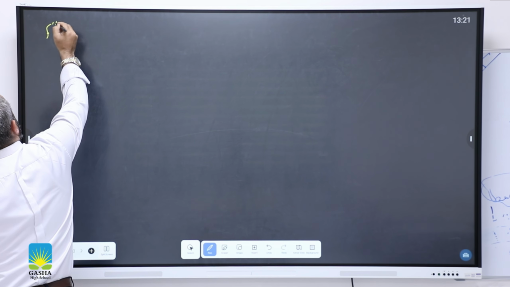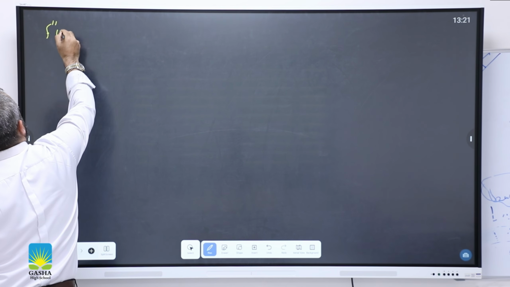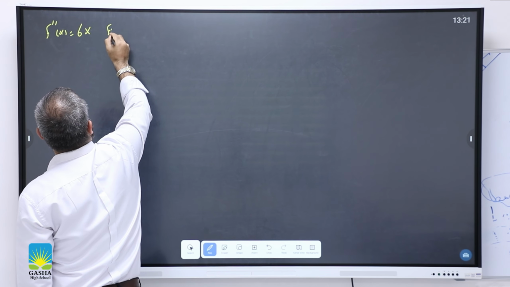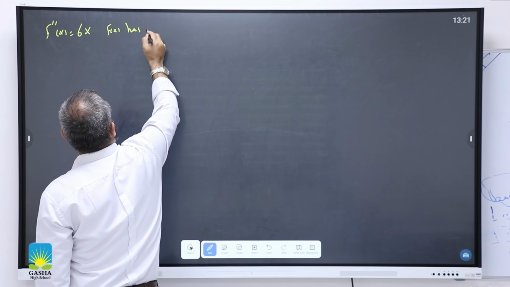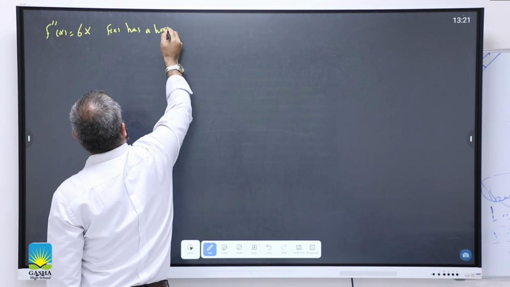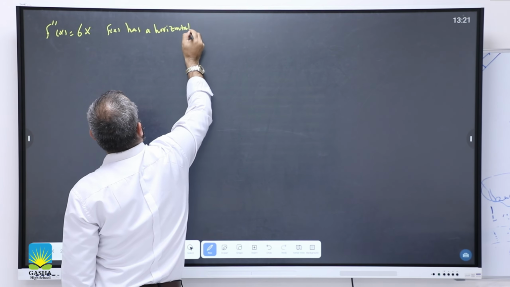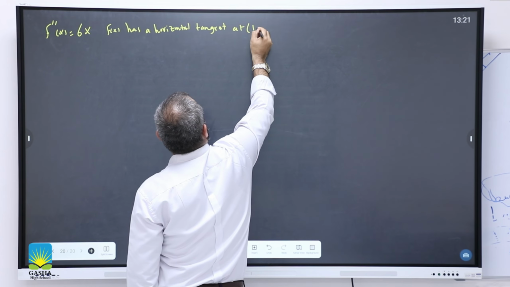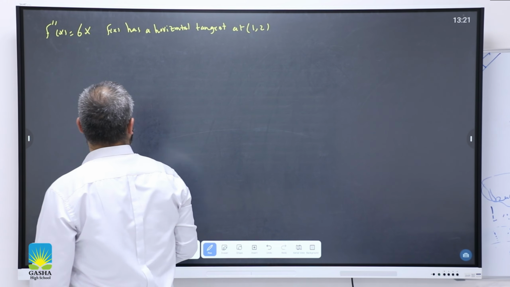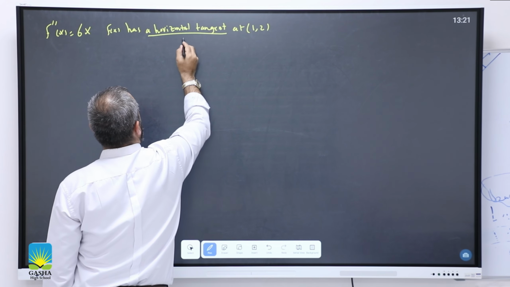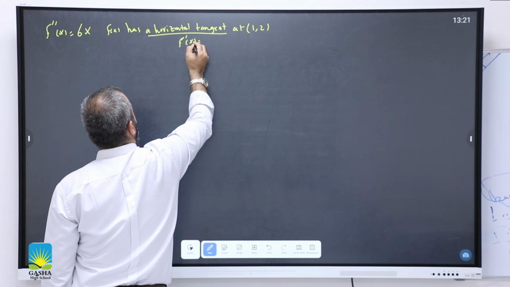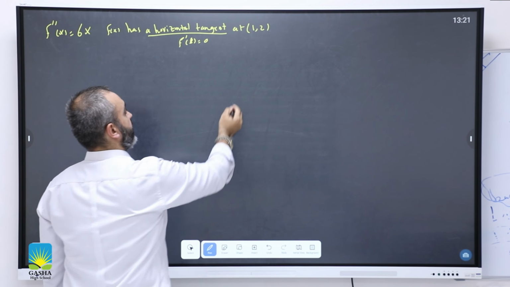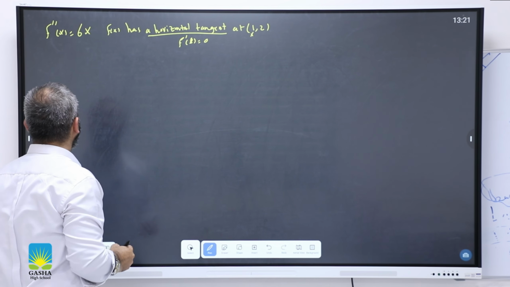f double prime of x equal to 6x. And f of x has a horizontal tangent at 1 and 2. So the horizontal tangent is f prime of x equal to 0. f prime at what? At 1, because we have x equal to 1.